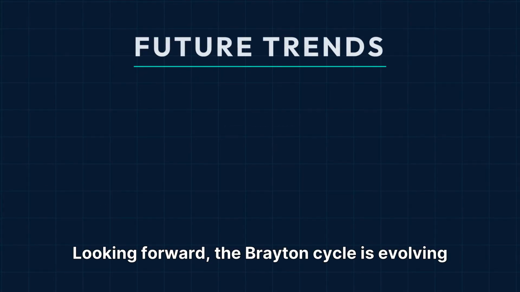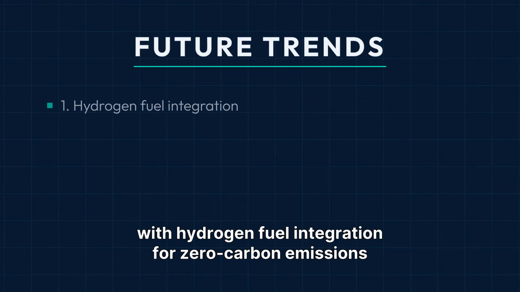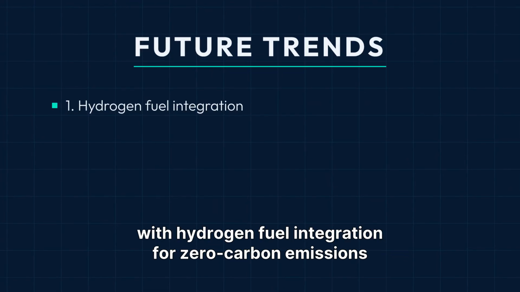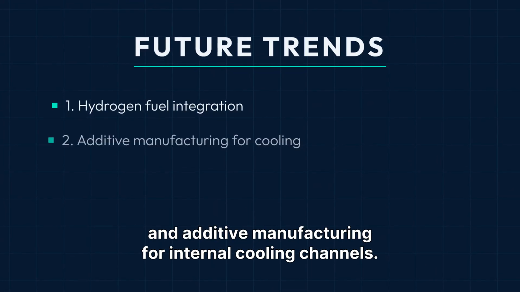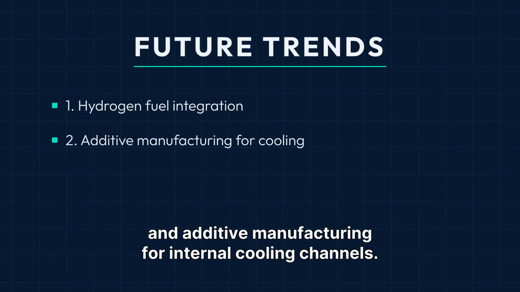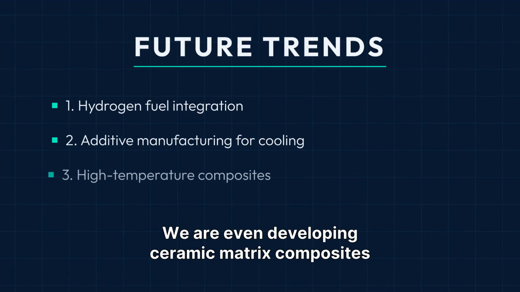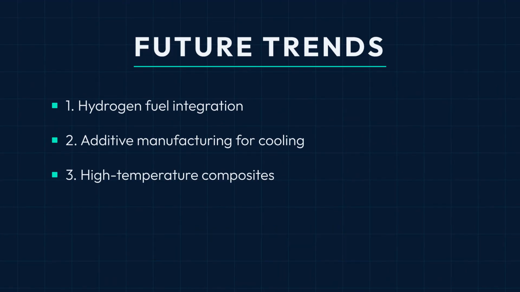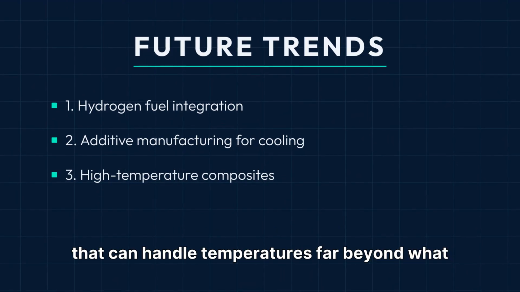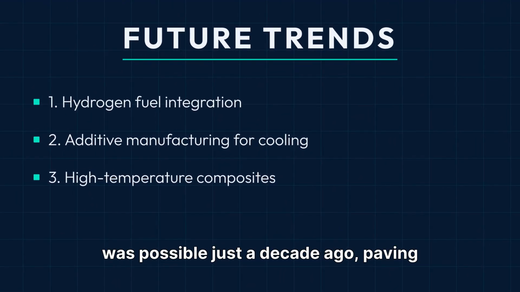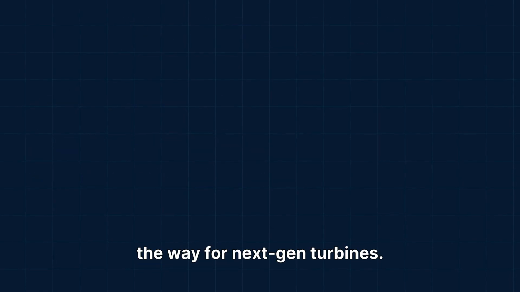Looking forward, the Brayton cycle is evolving with hydrogen fuel integration for zero carbon emissions and additive manufacturing for internal cooling channels. We are even developing ceramic matrix composites that can handle temperatures far beyond what was possible just a decade ago, paving the way for next-gen turbines.